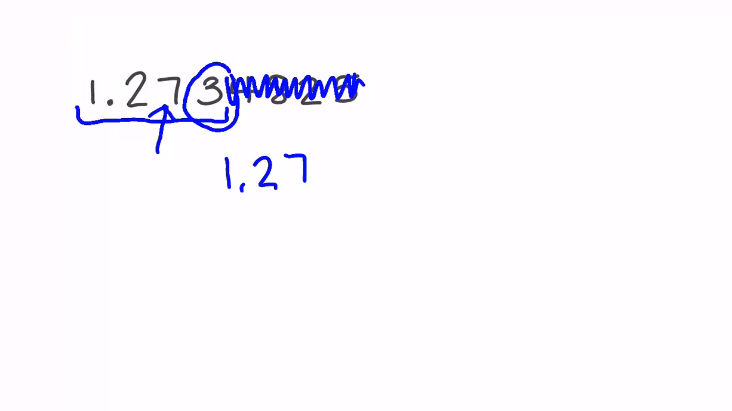1.27. So we have just rounded this to 2 decimal places. The 7 stayed the same because 3 is less than 5. So this is a key point.